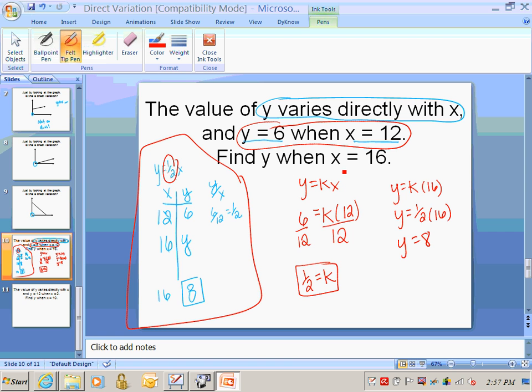This is one way you could do it. This is the second way you could do it. Whichever way works best for you, then do it that way. If you see it best on a table, do it as a table. If you see it best as an equation, do it as an equation.